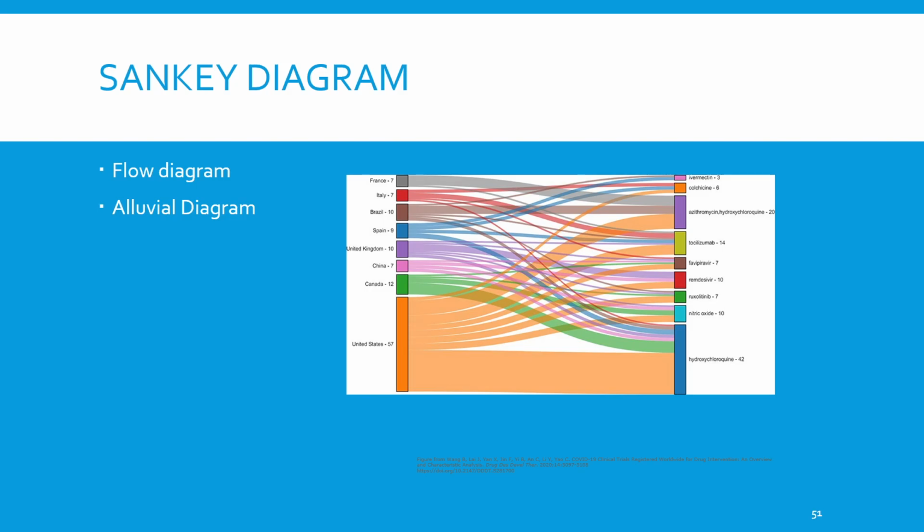This is the Sankey diagram, where we have an evolution over time, or a grouping, and how they evolve. And they're also called flow diagram or alluvial diagrams.